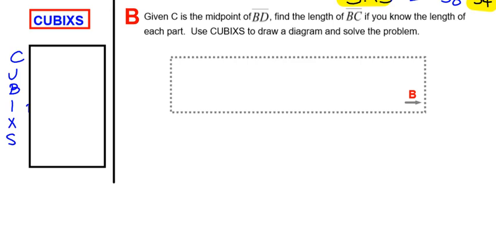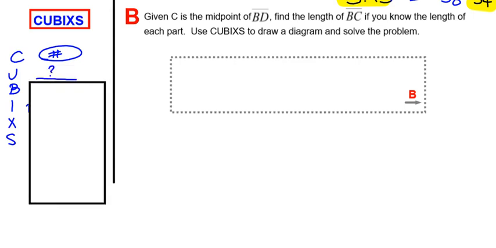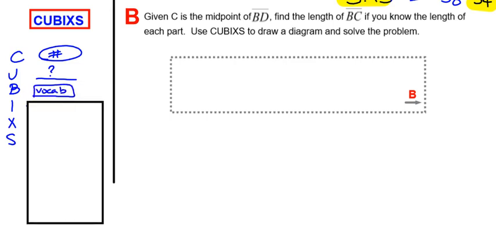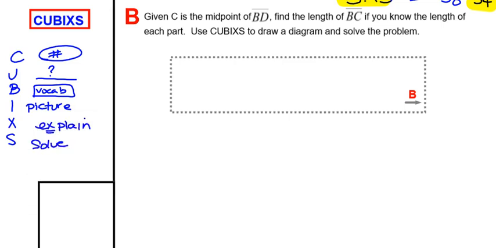As a refresher, what I want to do is remind you, C stands for circling the numbers, U stands for underlining the question, B stands for boxing the vocabulary, that always gives you an indication of what you're supposed to be doing, and then from there you're supposed to draw a picture or the image, and then finally you will explain and solve. So those are the steps that are going to help you get through these. So let's read this question.